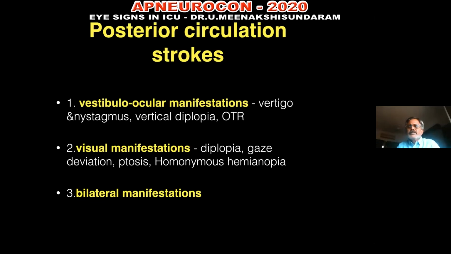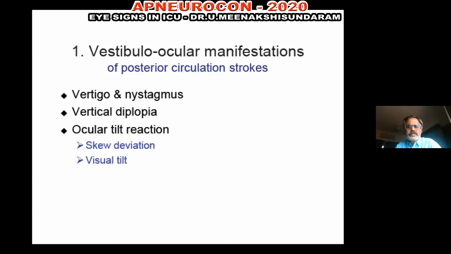One of the commonest entities that we encounter is the posterior circulation stroke. When we talk about posterior circulation strokes, we're talking about three things primarily, of which two are important here: the vestibulo-ocular manifestations, vertigo and nystagmus, vertical diplopia, and the ocular tilt reaction. The visual manifestations can be diplopia, gaze deviation, ptosis, and homonymous hemianopia. Bilateral manifestations are more motor. So we'll talk about the first two specifically.